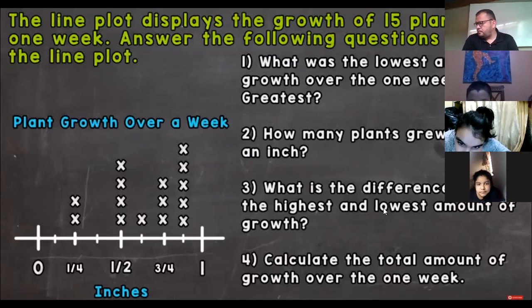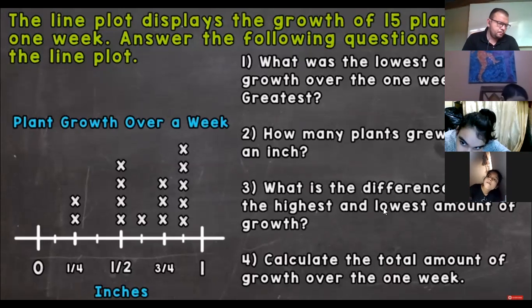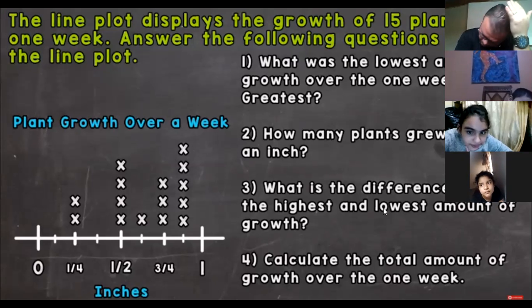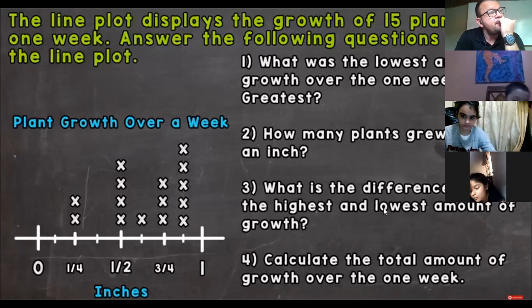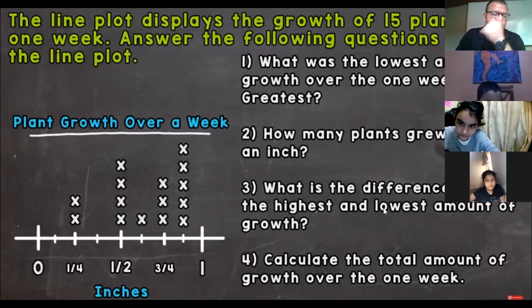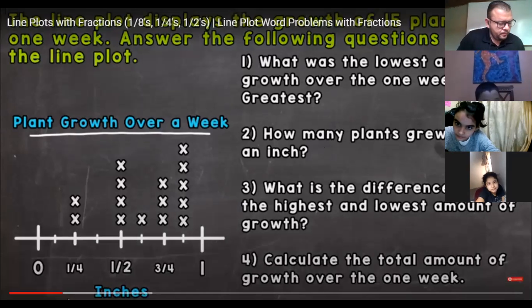So let's start up top where it says, the line plot displays the growth of 15 plants over 1 week. Answer the following questions using the line plot. So if we look here at our line plot, we have a title up top, plant growth over a week. And then down below, we have a label for what those fractions and other numbers mean. Those represent inches, so a half inch, 3/4 of an inch, or maybe even 1 whole inch. So let's start with number 1.